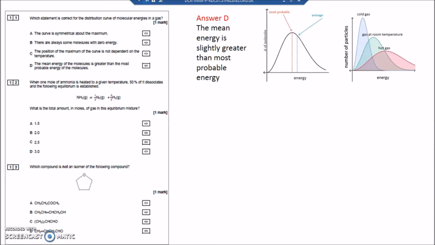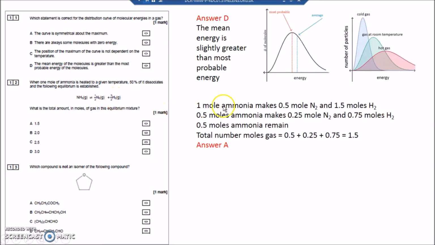Question 12. When 1 mole of ammonia is heated to a given temperature, 50% of it dissociates and the following equilibrium is reached. What is the total amount in moles of gas in this equilibrium mixture? When 1 mole of ammonia is heated, 50% of it dissociates, so half of it dissociates and half of it stays behind. 1 mole would make half a mole of nitrogen and 1.5 moles of hydrogen.